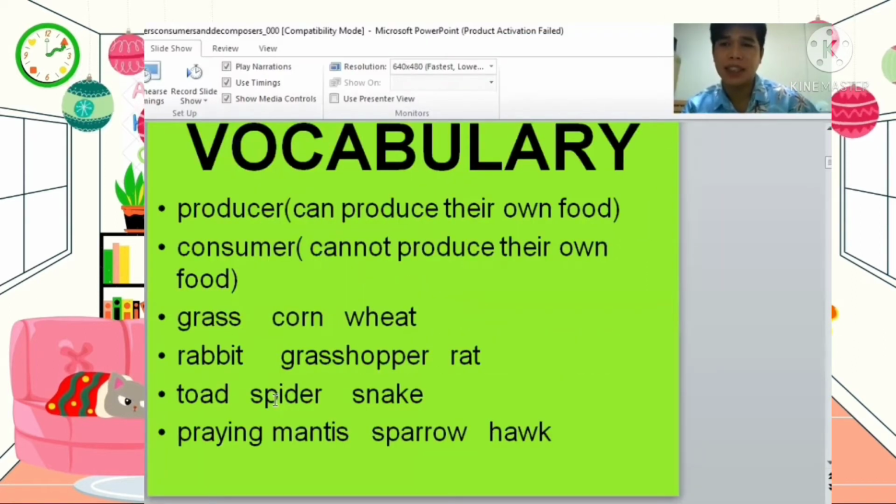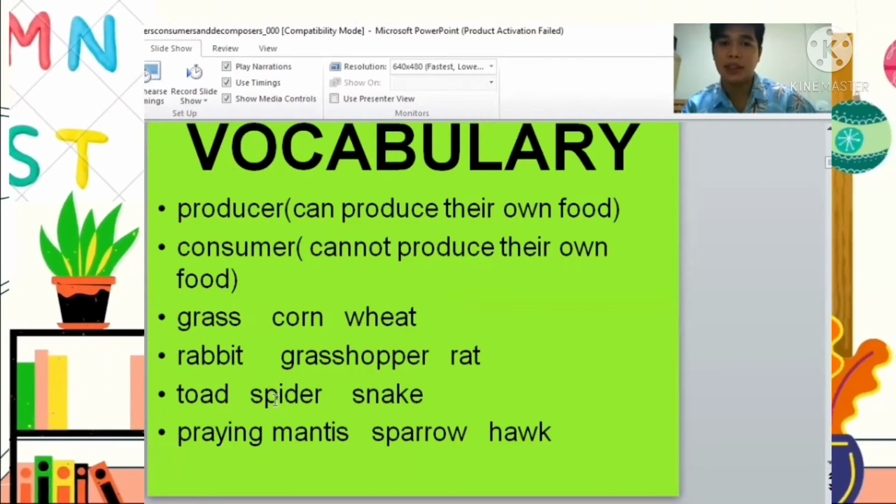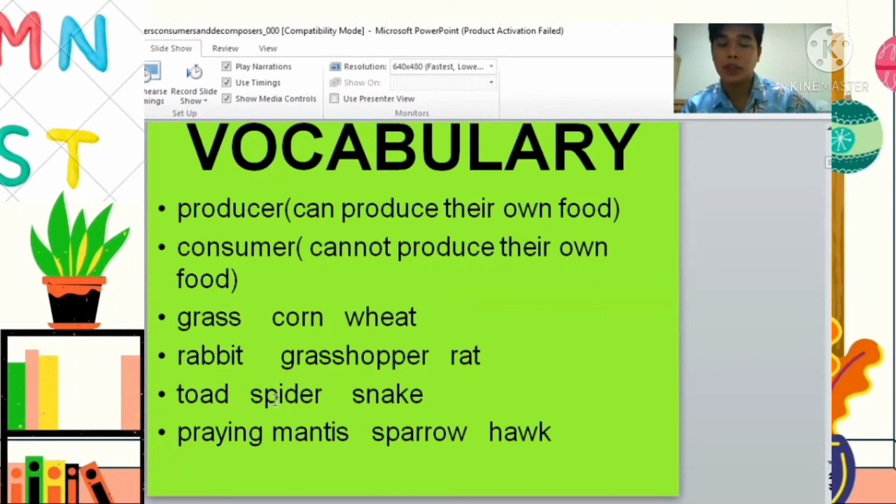Okay, let's read. Producer. Students, producers can produce their own food. Next, let's read. 1, 2, 3, go. Consumer. Consumers cannot produce their own food.